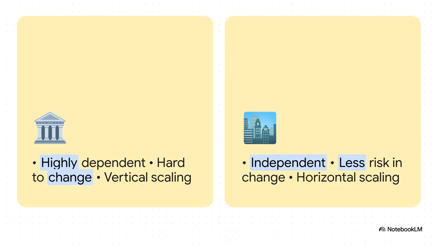What we're really talking about here is a clash between two big ideas. On one side, you've got the classic monolith. Think of it as one giant, single building where everything is connected. And on the other, you have microservices, which is more like a whole city of smaller, independent buildings. And the differences? They're night and day. We're talking total dependency versus true independence, making a small change being a high-risk gamble versus a low-risk update, and a totally different way of thinking about growth.